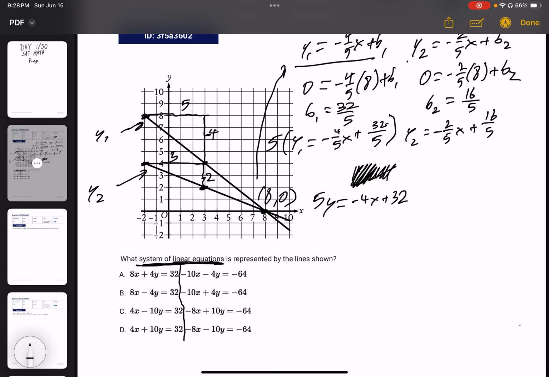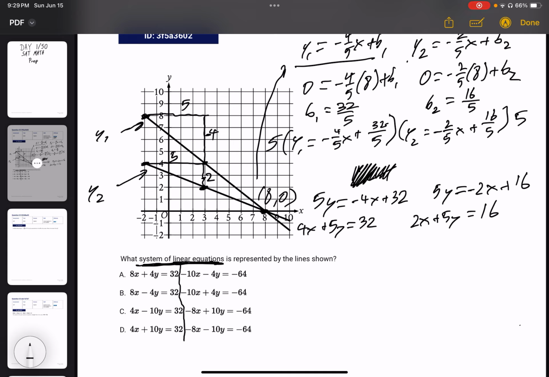And as we see, our x's and y's are not on the same side for each one. So we're going to move both of them to the same side. So we have 4x plus 5y is equal to 32. And then we'll do the same for this one. We'll multiply both sides by 5. And we have 5y is equal to negative 2x plus 16. Move both to the same side. So we have 2x plus 5y is equal to 16.